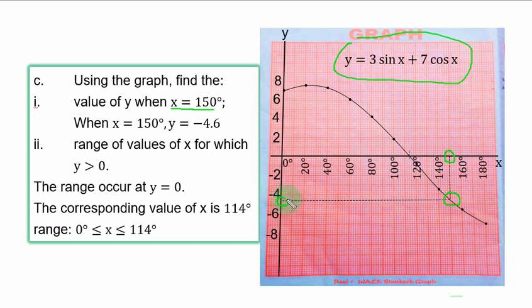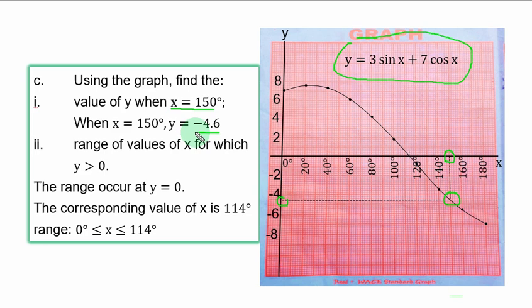Notice that one line is 0.2. If you start counting from minus 4, you have minus 4.6 for y when s is 150 degrees.